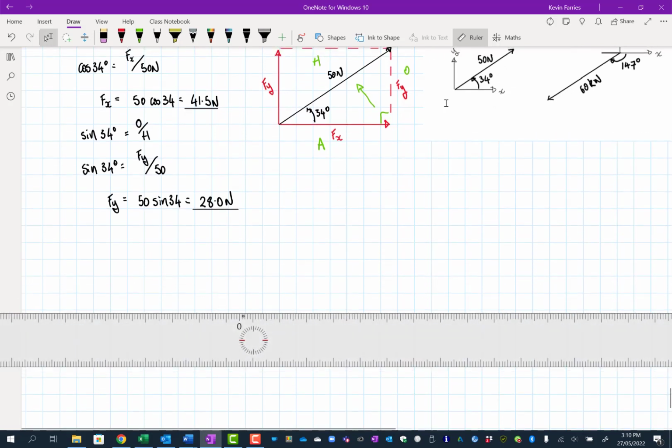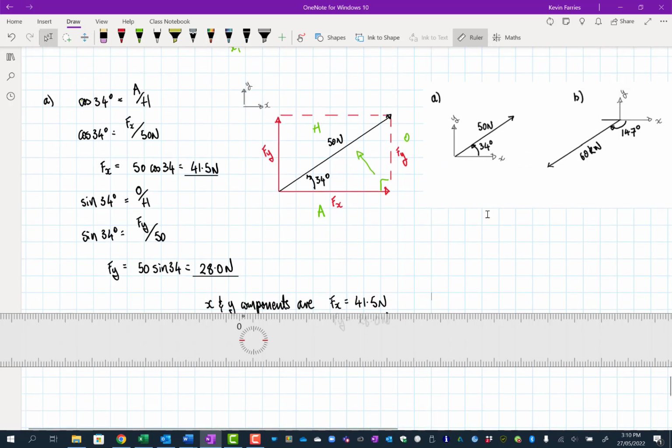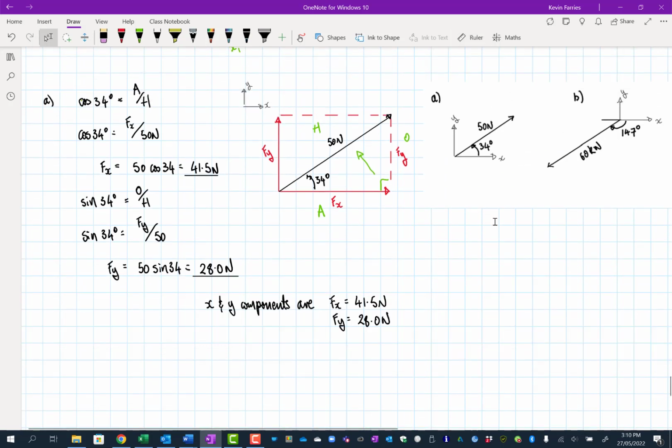And then we'll just write out the answer. So x and y components are: Fx is equal to 41.5 newtons, Fy is equal to 28.0 newtons. No bother. Okay, so let's look at the next one now.